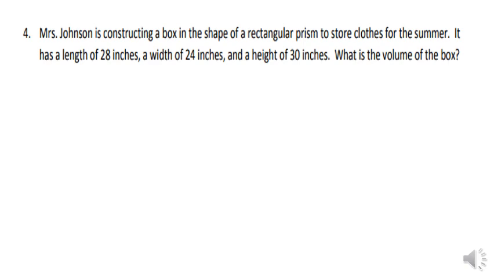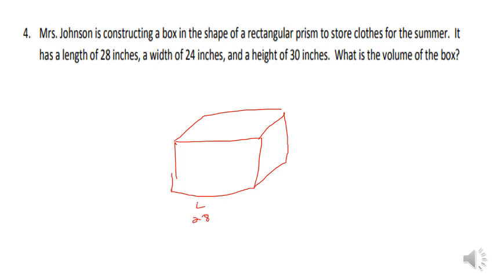Miss Johnson is constructing a box in the shape of a rectangular prism to store clothes for the summer. It has a length of 28 inches, a width of 24 inches, and a height of 30 inches. What is the volume? Well, I like to do visuals, so I'm going to go ahead and draw a box. And it says it has a length that's 28 inches, the width which is 24 inches, and a height which is 30 inches.